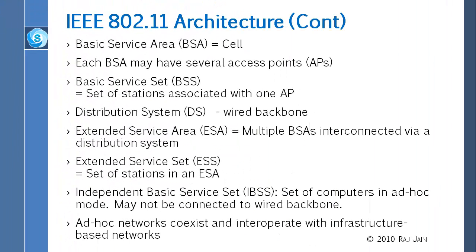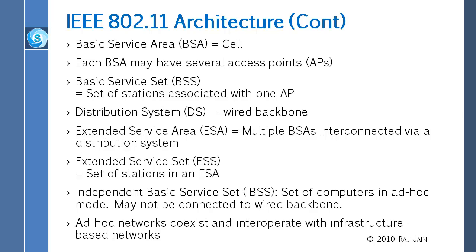And so you can call it BSA, the basic service area, and the set of stations is called basic service set, and then the area is called the basic service area. Similarly, you have an extended service area and extended service set, and then the IBSS was the independent basic service set, which is for the ad hoc nodes. All right, and the whole thing is in one distributed system, which is one wired backbone.